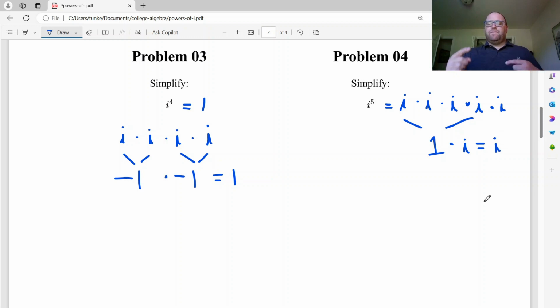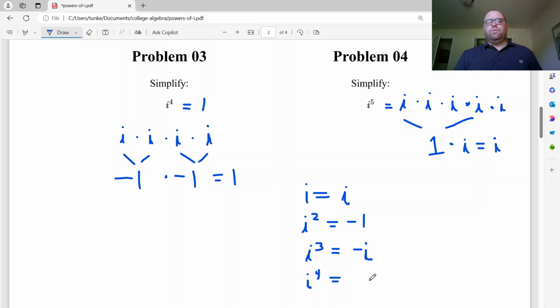Okay? So if we cycled back, you notice there's a cycle: you go through i squared, i cubed, i to the fourth, and you go back to i to the fifth, and you begin this cycle again. So let's just show what each of these is. So i is equal to i, obviously. i squared is equal to -1. i cubed is equal to -i. i to the fourth is equal to 1. And then we go back and we start with the cycle. i to the fifth, well, that's going to be i again.